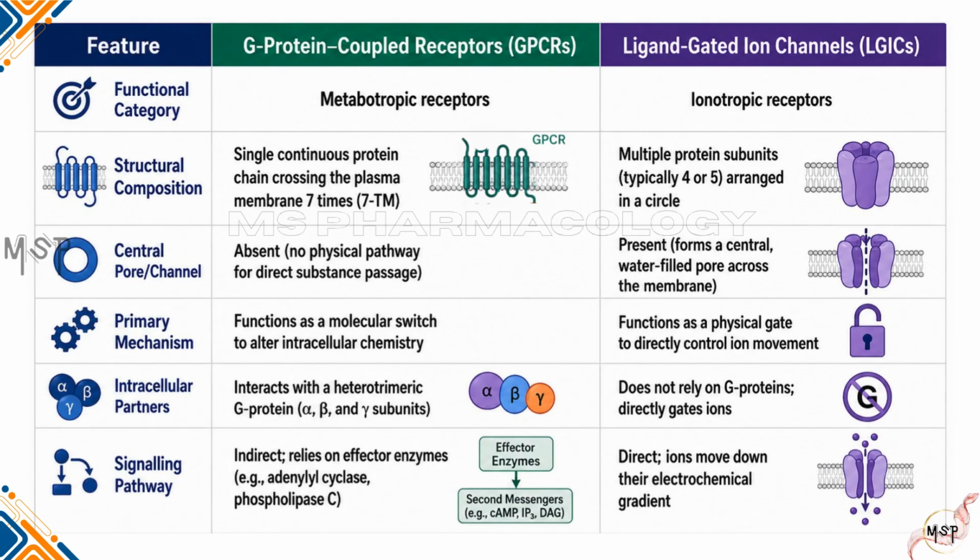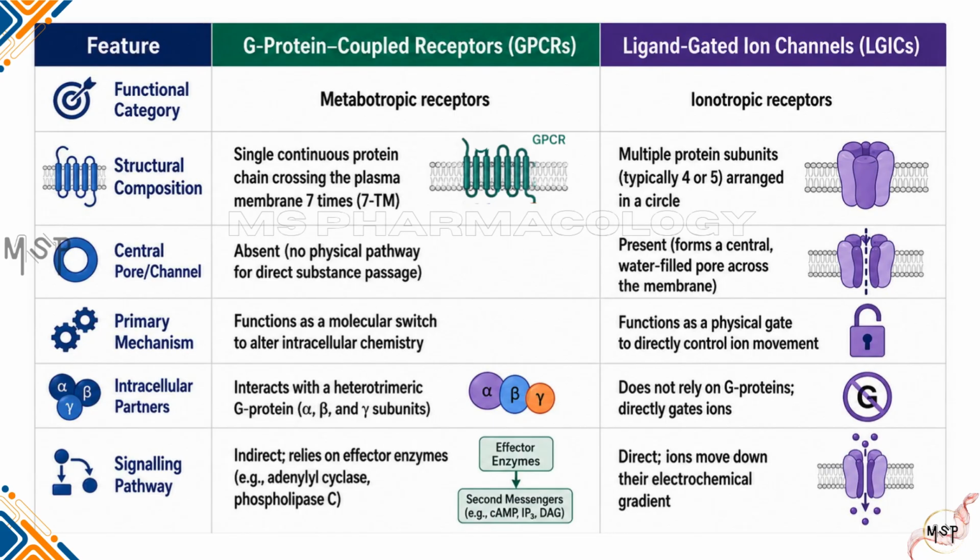Now compare this mechanism with ligand-gated ion channels. Ligand-gated ion channels belong to a different functional category known as ionotropic receptors. Unlike GPCRs, these receptors are not formed from a single protein chain. Instead, they consist of multiple protein subunits, typically 4 or 5, arranged together in a circular structure that forms a central water-filled pore across the plasma membrane. This pore acts as a physical gate.